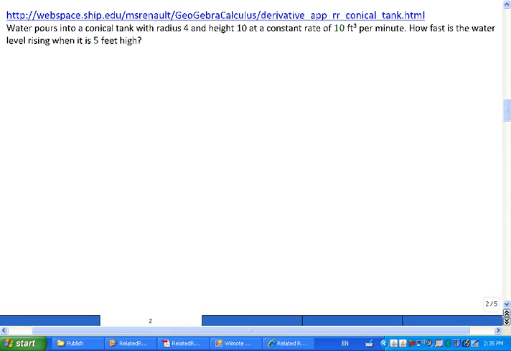So, water pours into a conical tank that is radius 4 and height 10 at a constant rate of 10 cubic feet per minute. So you just think about it as a tap's been turned on and the tap is still flowing, just a steady rate of water coming in. Okay, so pictures are always good for us. They help us keep track of all the information. Let's start there.